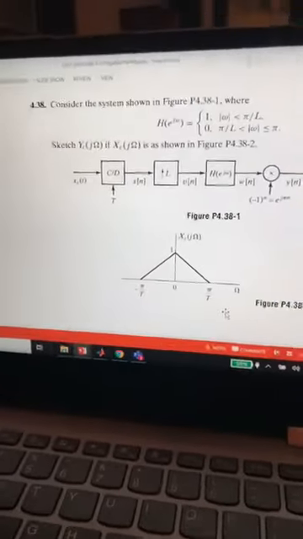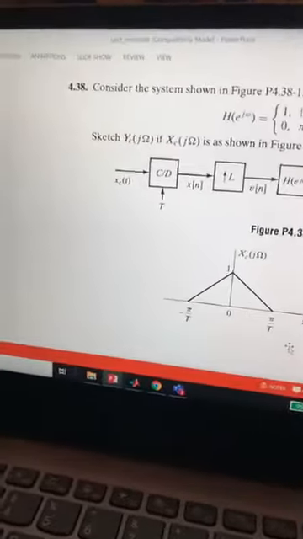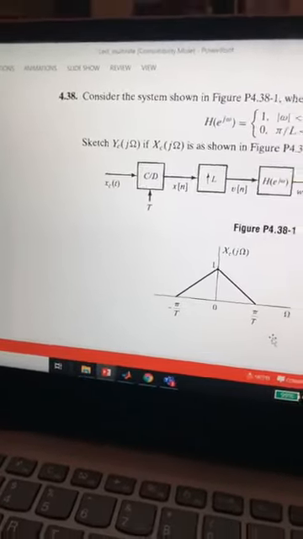So let's try solving this problem. This is a problem from your book. It is 4.38 and gives you a good insight into how the sampling happens and the interpolation happens and the signal processing happens.